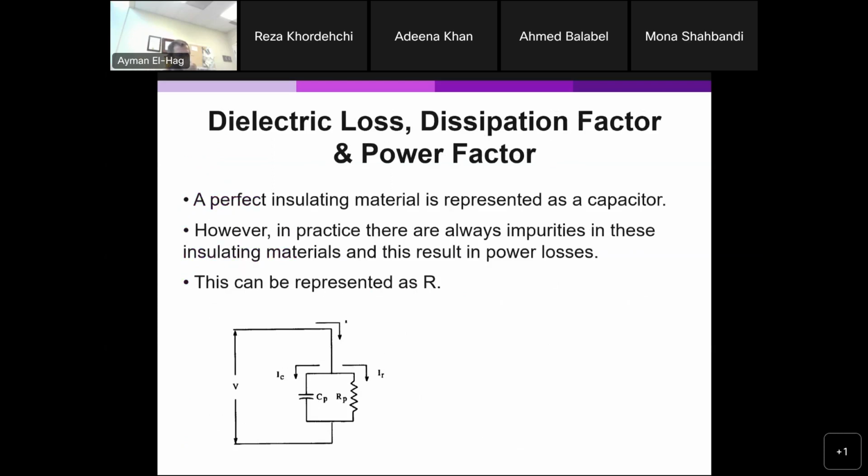Now, I will talk about another measurement, which is called the dissipation factor or the power factor. Okay, dissipation factor, and we'll see that next.